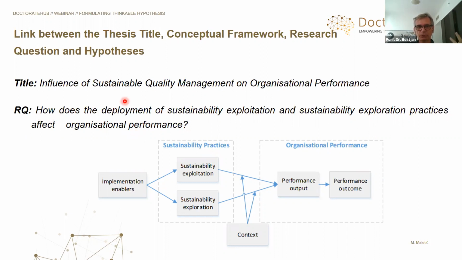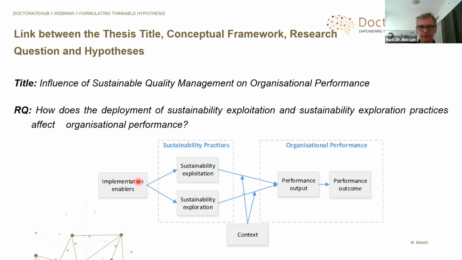On the other side, when you read further, you will see that the sustainable quality management was operationalized through sustainability exploitation and sustainability exploration practices. So it's there. And then you go and check the framework. Here I have sustainability practices. Here I have organizational performance. Okay, the linkage is there. That's what the research question says. That means everything is kind of there. I'm happy with that. And then I go a little bit deeper.